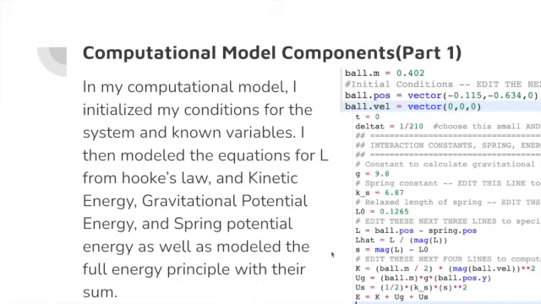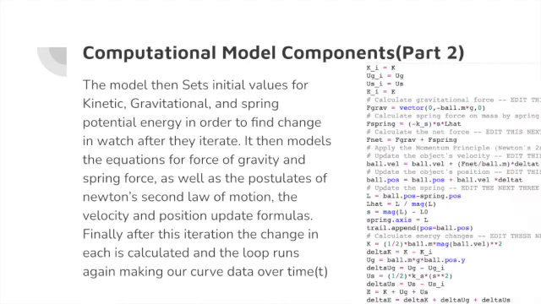Computational model components, part 1. In my computational model, I initialized my conditions for the system in known variables. I then modeled the equations for L from Hooke's law, kinetic energy, gravitational potential energy, and spring potential energy, as well as modeled the full energy principle with their sum. For part 2, the model then sets initial values for kinetic, gravitational, spring, and potential energy to find change in, which after they iterate through the loop.